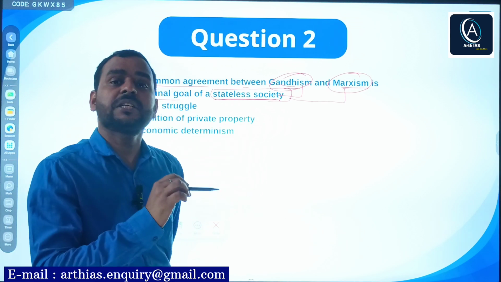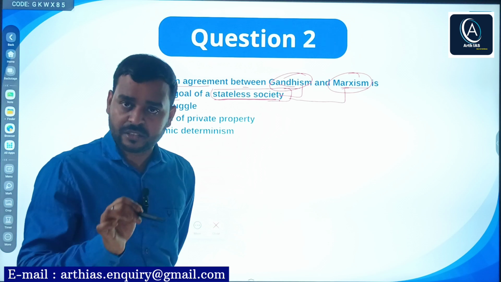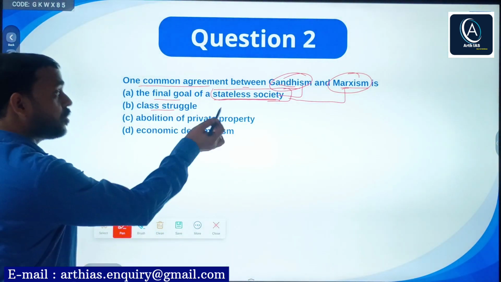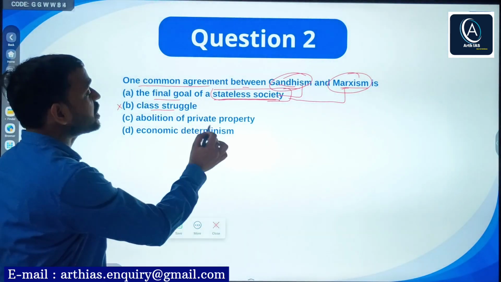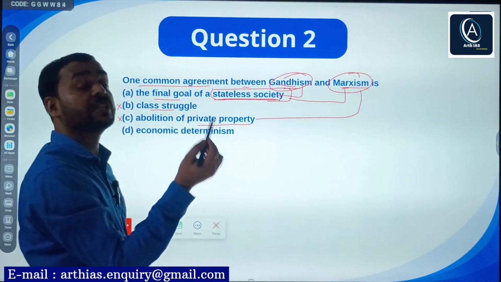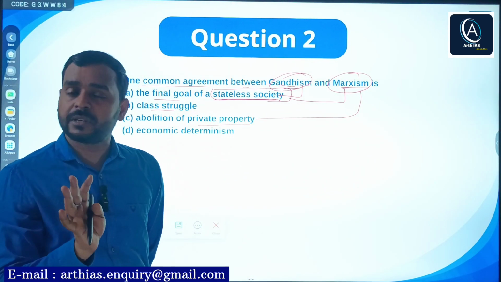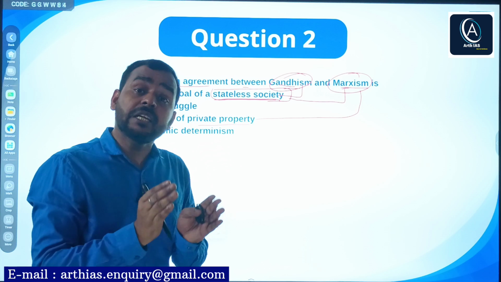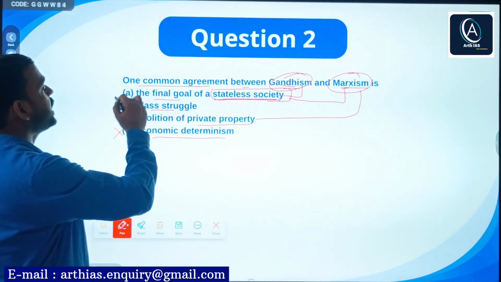Otherwise, you know Marxism supports violence, but Gandhism supports peace, truth, non-violence. Class struggle: Marxism talks about class struggle, but Gandhism does not. Abolition of private property: Marx supports abolition of private property, but Gandhism never talks about complete abolition of private property. It says that though you should have private property, it should be in limited form. So this is also not correct. Economic determination, not correct. So A is the right answer.